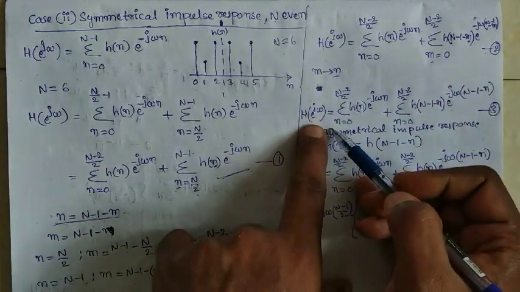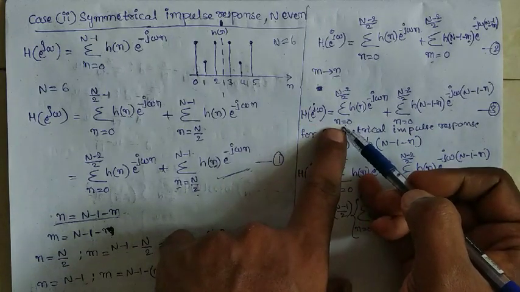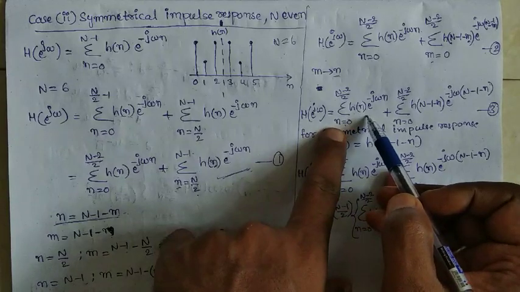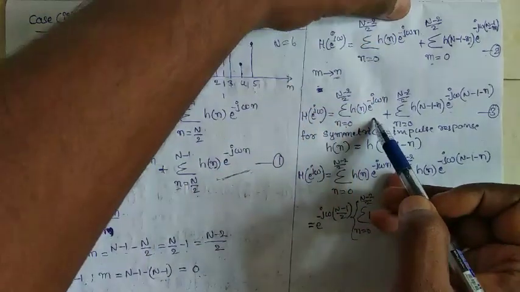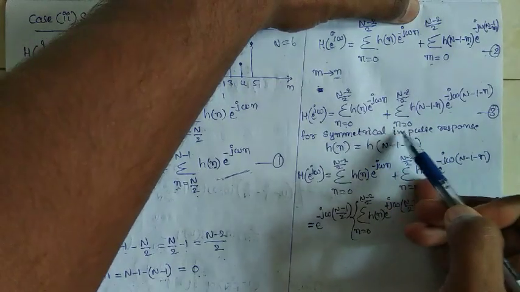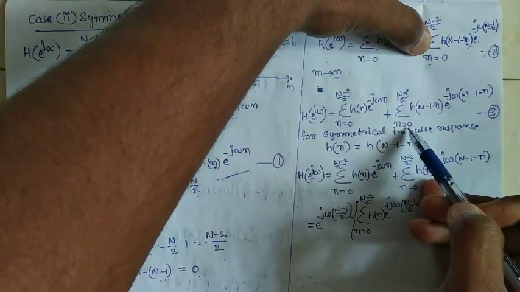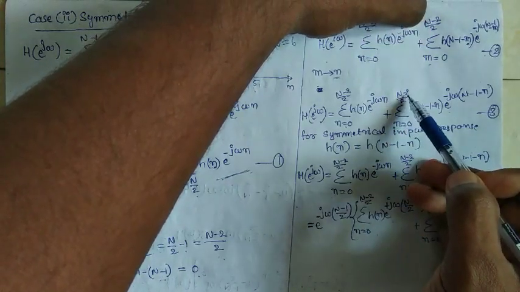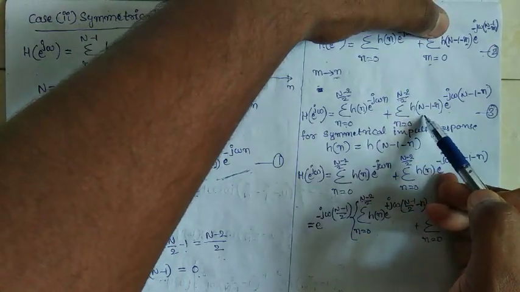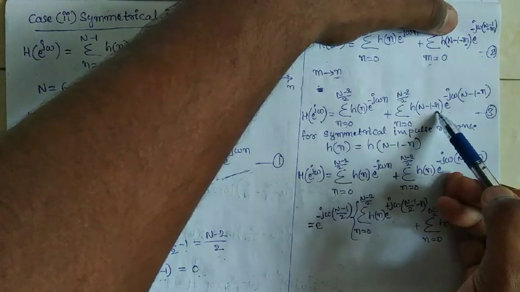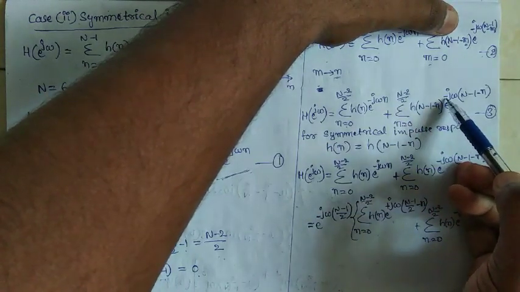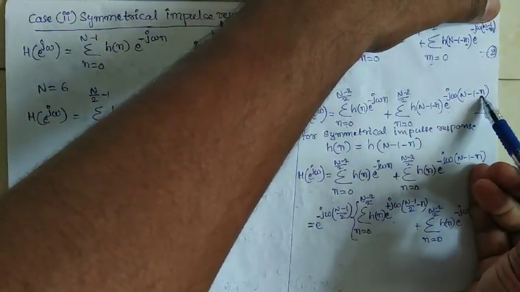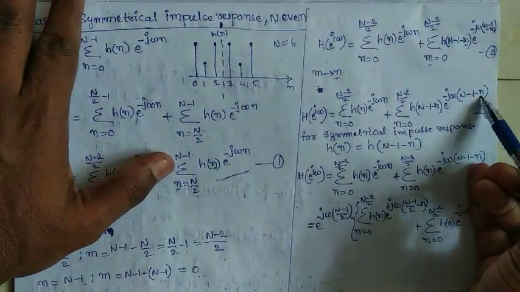Here h of e power j omega is equal to what? Summation n is equal to 0 to capital N minus 2 by 2 h of n into e power minus j omega n plus summation. We are replacing m by n. Here n is equal to 0 to N minus 2 by 2 into h of capital N minus 1 minus n into e power minus j omega of capital N minus 1 minus n. We are replacing m by n.